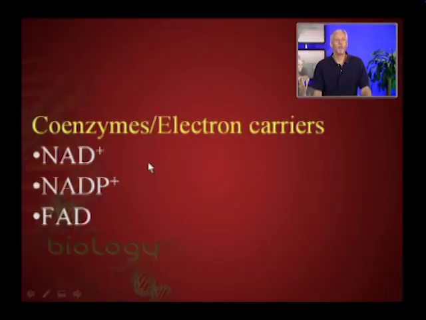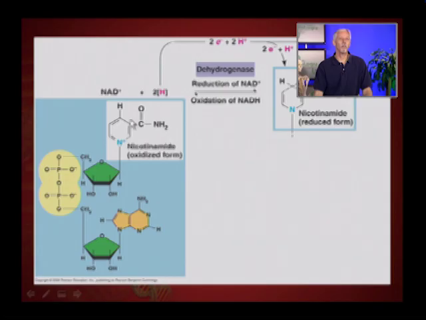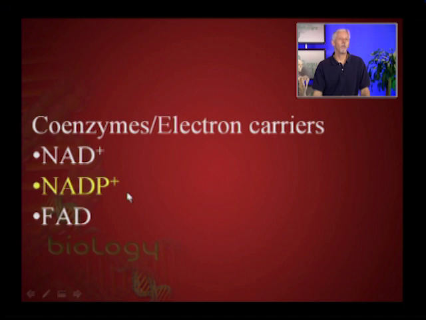We will be particularly interested in three coenzymes over the next couple of modules. One of these is called NAD, which stands for nicotinamide adenine dinucleotide. This is the structure of NAD, just so you can see it's a very complex molecule. You don't really need to know that structure, but it gives you a sense of the complexity of the molecule. Another will be NADP, nicotinamide adenine dinucleotide phosphate. And a third electron carrier of importance to us is FAD, flavin adenine dinucleotide.